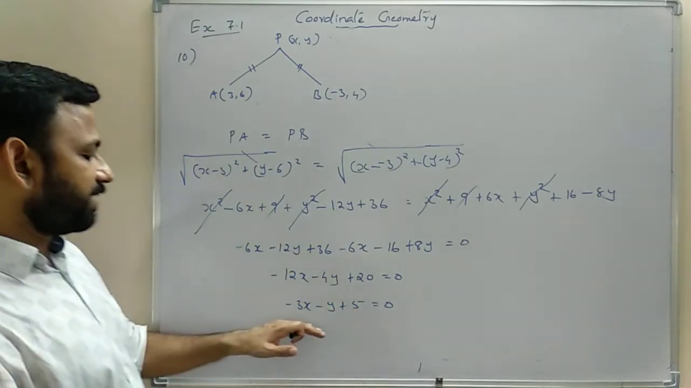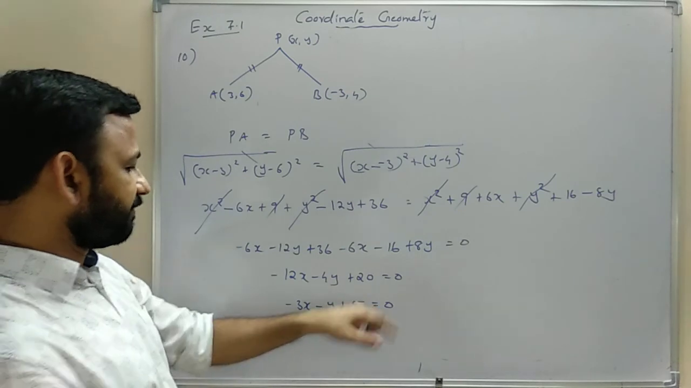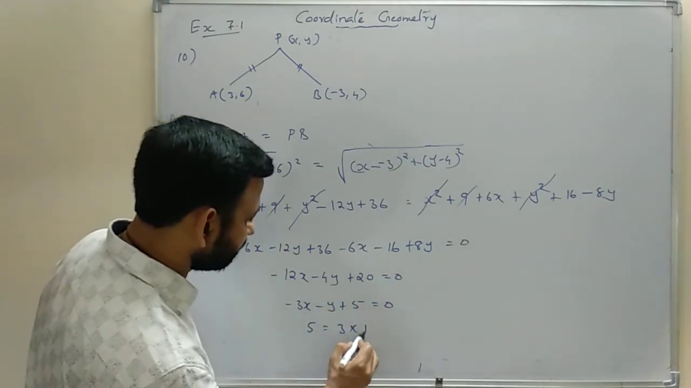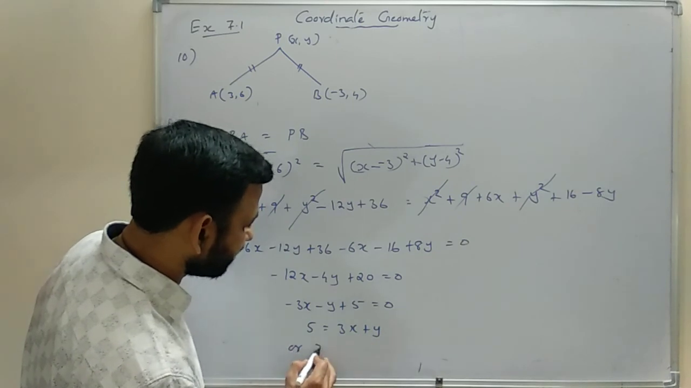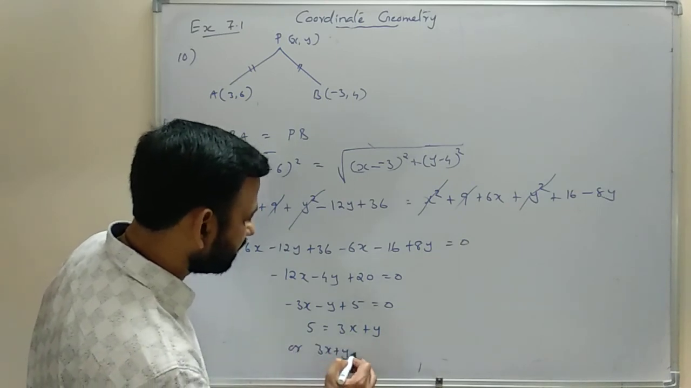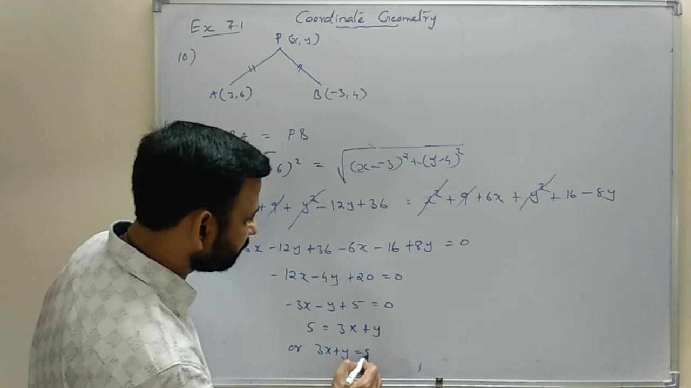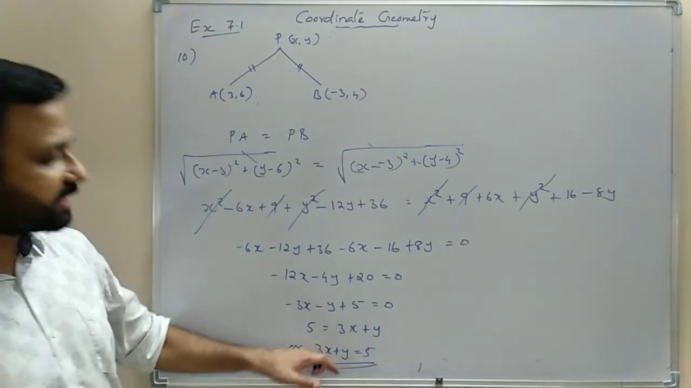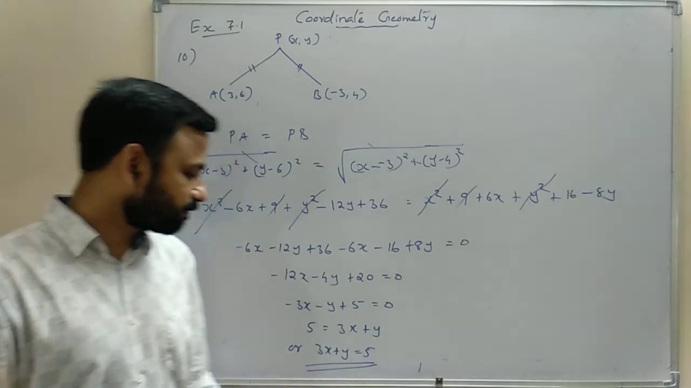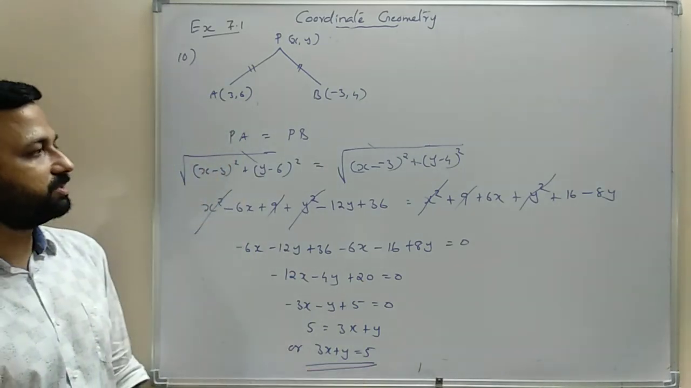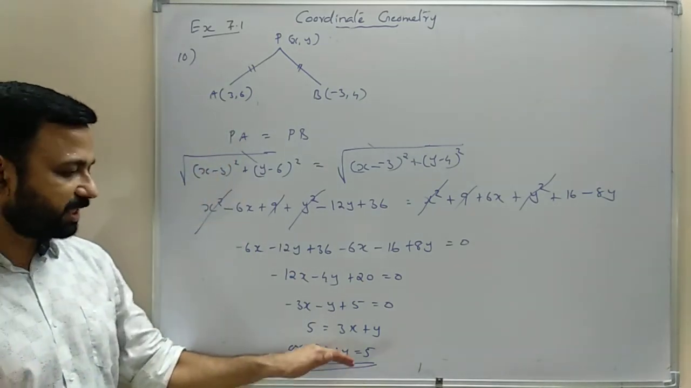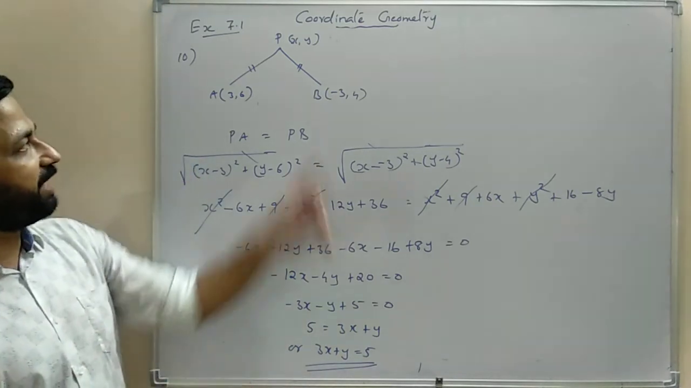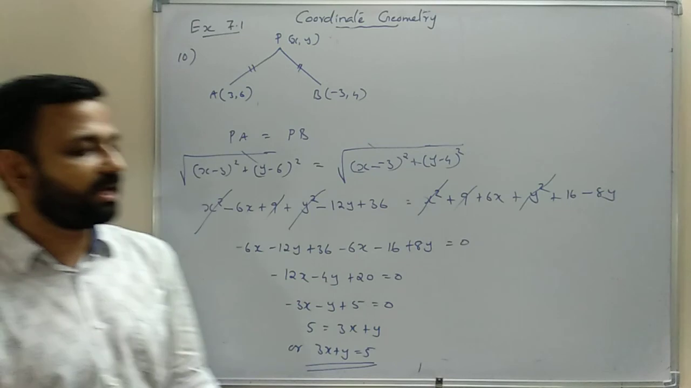Or we can take minus 3x and minus y from left to right, so 5 is equal to 3x plus y, or we can write 3x plus y equal to 5, or 3x plus y minus 5 equal to 0. So this is the relation between x and y, 3x plus y equal to 5. Here we got one equation, a linear equation in x and y. That is the relation between x and y if P is equidistant from A and B.